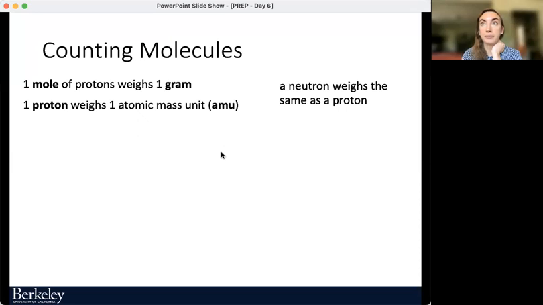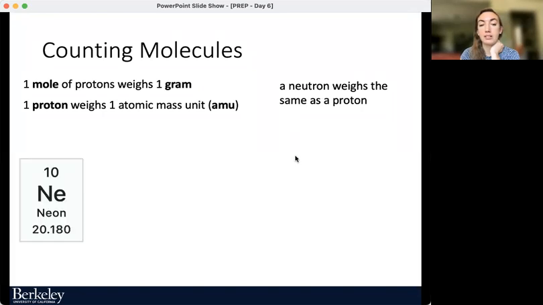So if I have 3 protons and 3 neutrons, the total mass will be 3 atomic mass units. And if I have 3 moles of protons and 3 moles of neutrons, the mass will be 6 grams. Do we feel okay about that? I'm going to show you an example of why this matters in a minute. Okay.